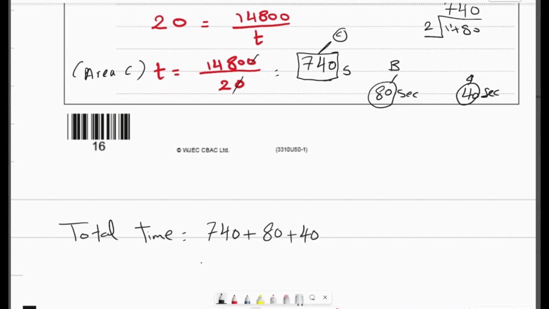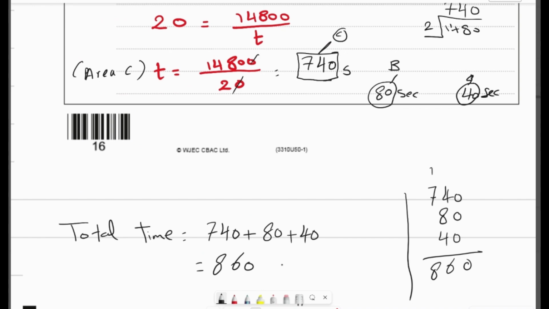And don't do it in your head. You have to write it down here so the assessor knows that you're doing it correctly. Zeros, and 8 plus 8 is 16, and then 1 here. So it's 860 seconds, and this is the final answer.